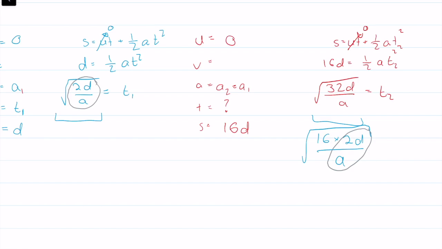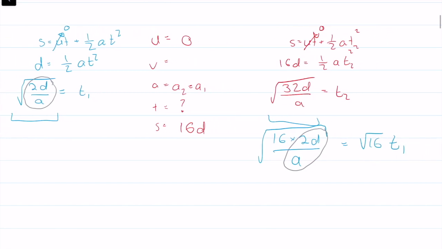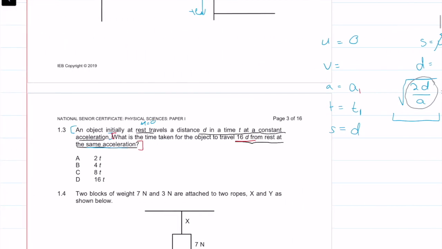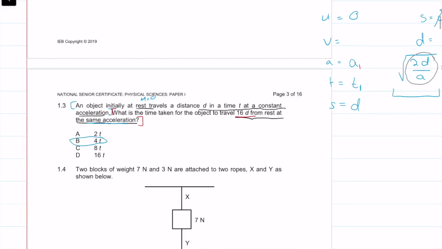So that's t1, right? So I can write this is equal to the square root of 16 times t1, because those two parts are exactly the same. And the square root of 16 is obviously 4, so 4 t1. So t2, which was that left-hand side, is equal to 4 t1. Is that a solution? Yeah, so B. The answer to question 1.3 is B.